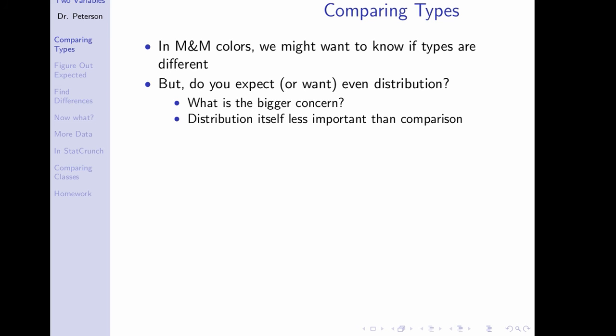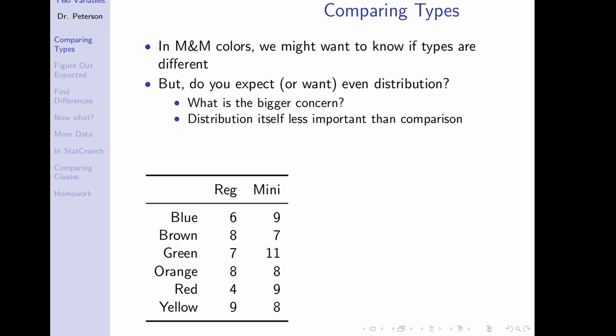What is the bigger concern here? Generally, the distribution itself is less important than the comparison. You may not necessarily be interested in what proportion of M&Ms are red, but you may be interested in whether regular M&Ms and mini M&Ms are different distributions of colors.